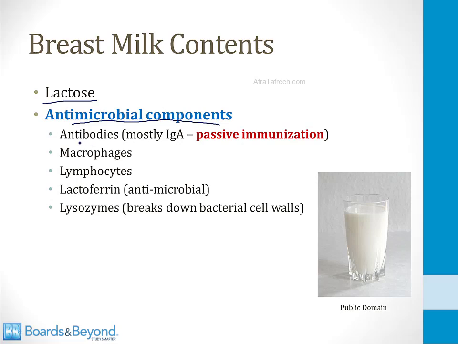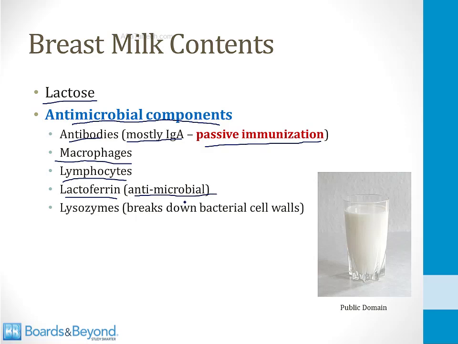So first of all, there's lots of antibodies, especially IgA. This leads to passive immunization. Basically, the mother's IgA is being passed into the gut of the baby so that the baby has immunization against GI bacteria. There are also macrophages and lymphocytes. An important structure in breast milk is lactoferrin. This is a large globular glycoprotein that has lots of antimicrobial activity. It's got iron in it, that's why it's called ferrin.